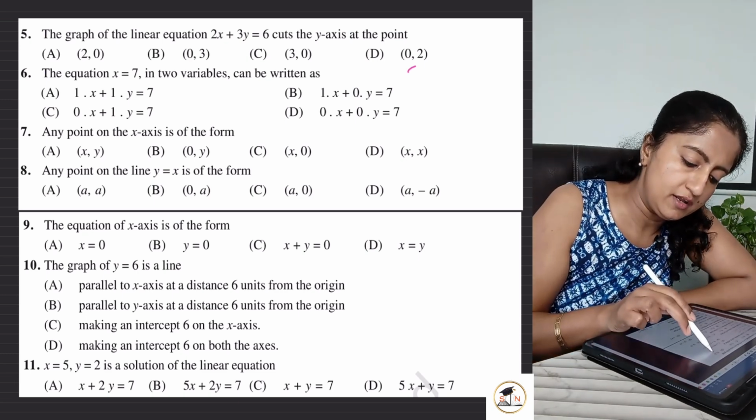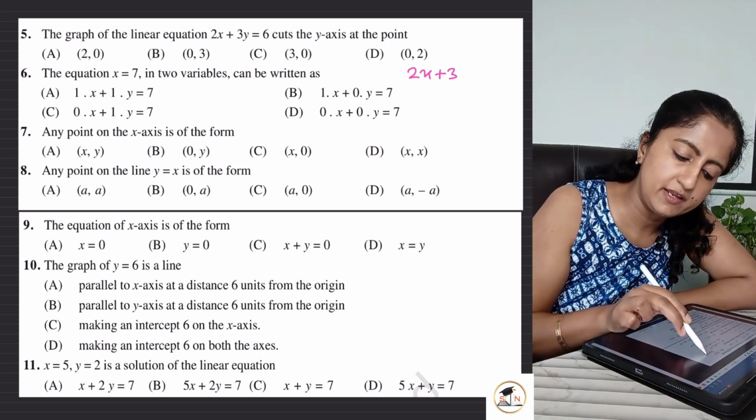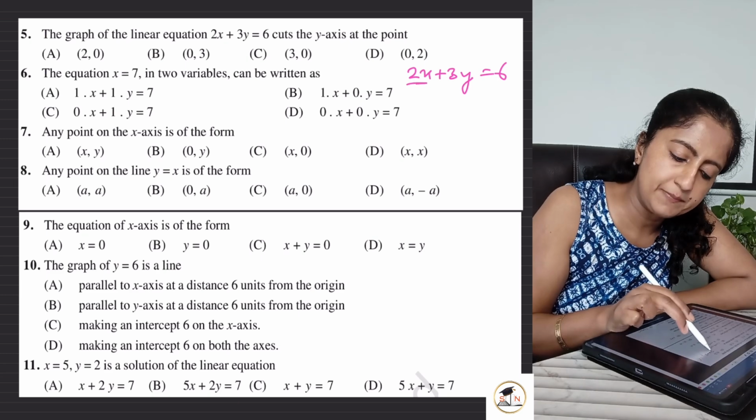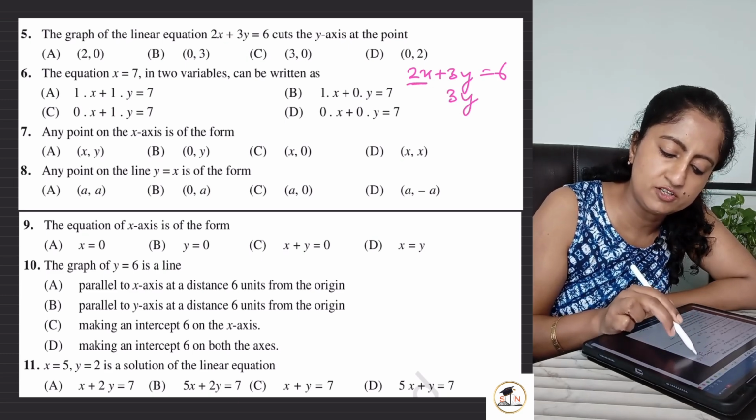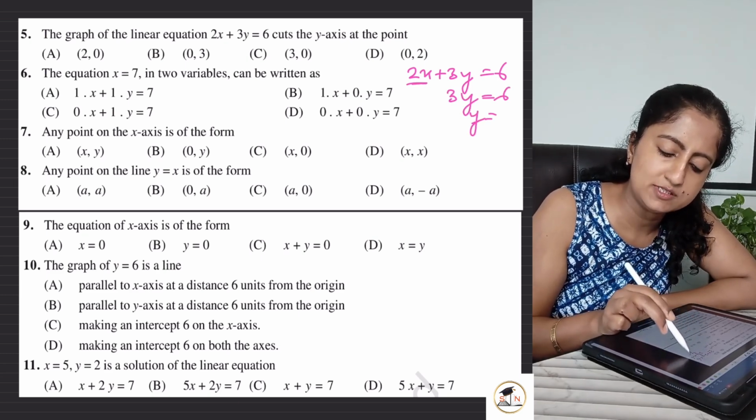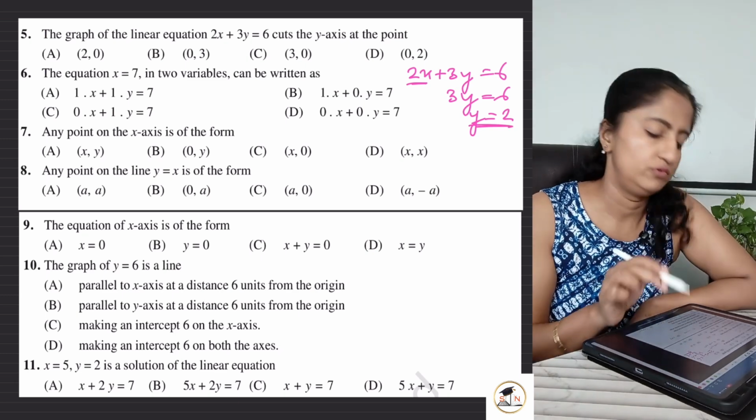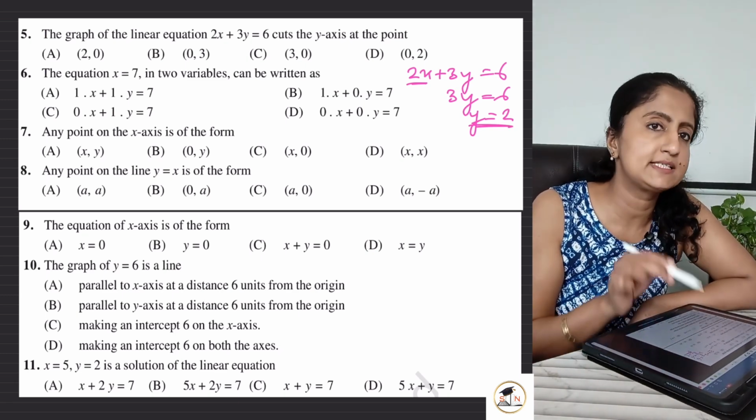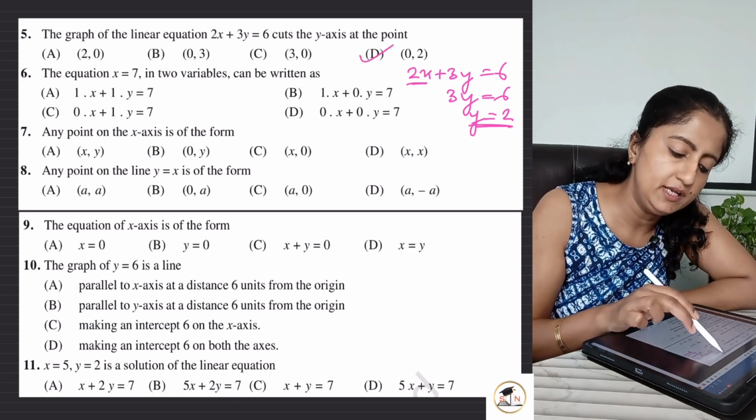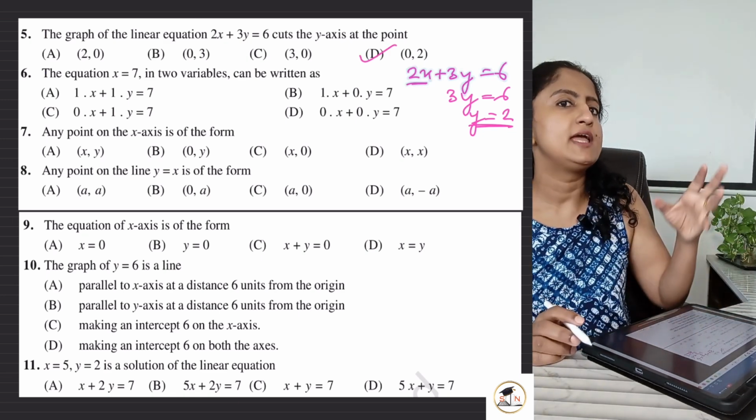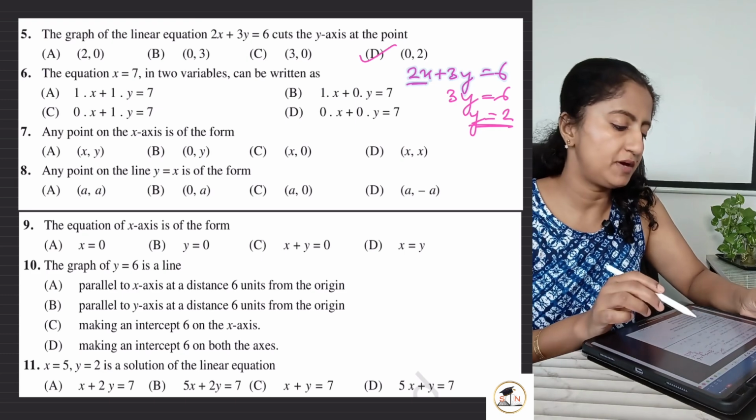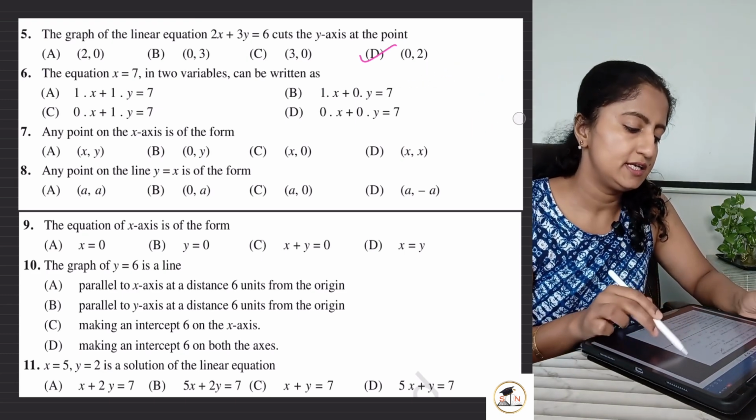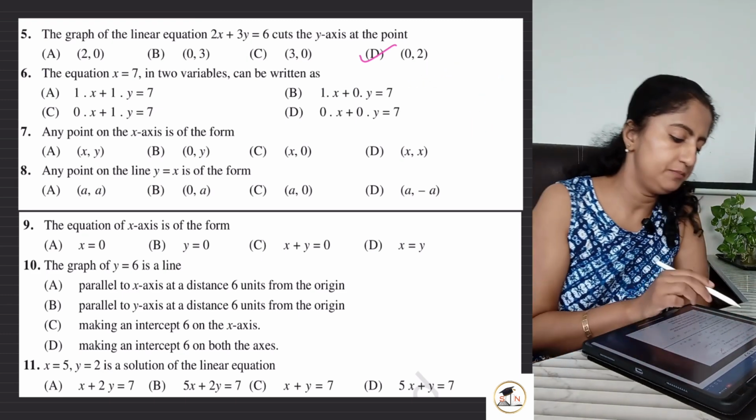Okay. 2x plus 3y equals 6 था. यहाँ पे 0 हो गया. We are just left with 3y equals 6. तो y equals 6/3 and that is 2. Right? So coordinate क्या बन गया? (0, 2). Please select carefully. It is going to be D option because y-axis पे है, x हमारा 0 था and hence it is D option. Okay?